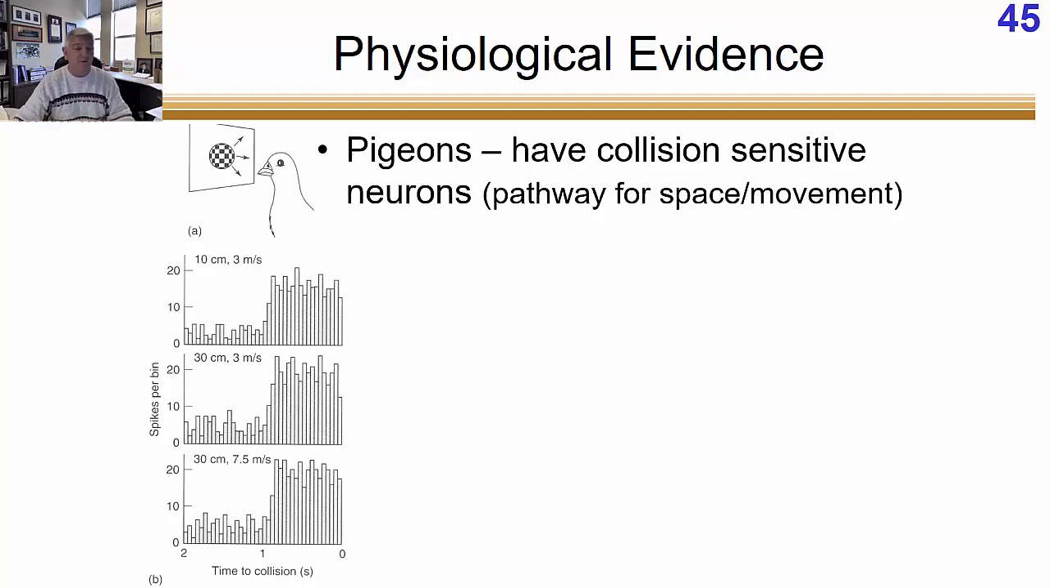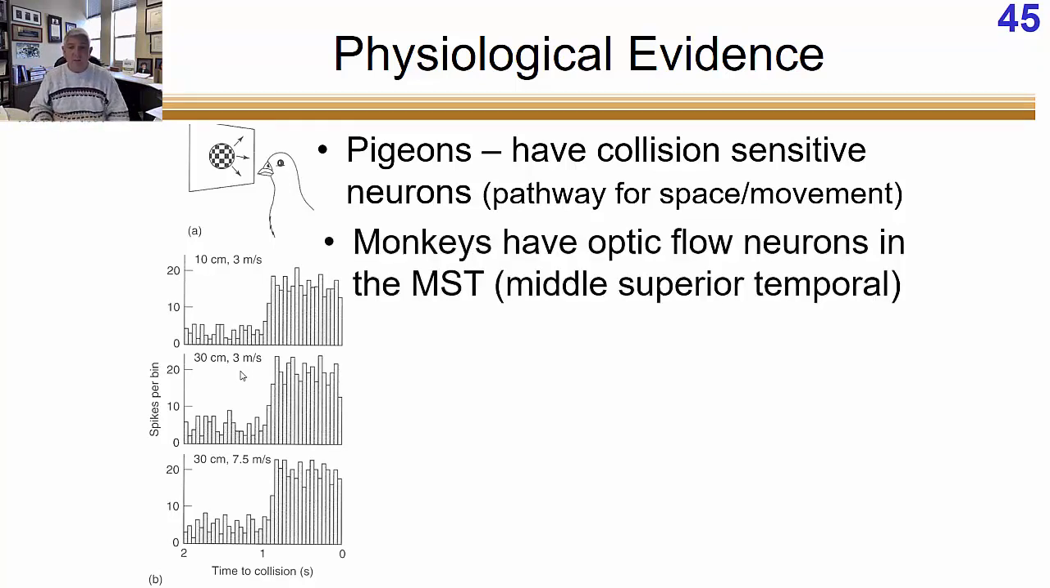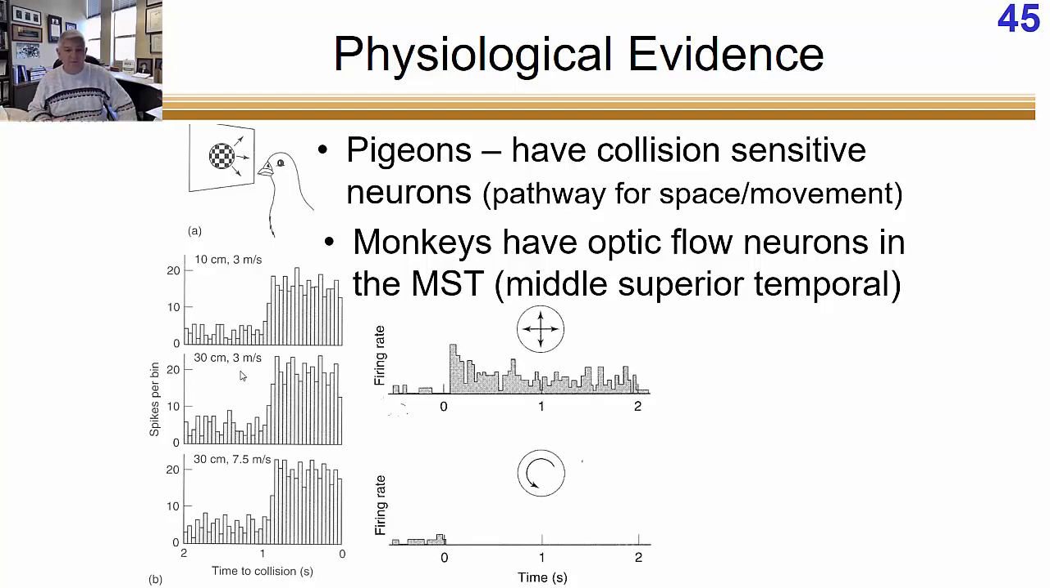So obviously this ball moving at twice the speed is going to be twice as far away at 1 second. So it's not even that it's this close to you, but it's actually a timing situation. In monkeys, we can measure optic flow neurons in the MST, the middle superior temporal area. So MT, direction specific movement; MST, optic flow, and it's direction specific as well.